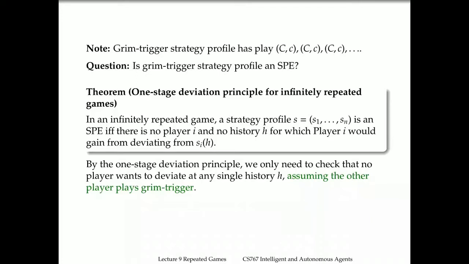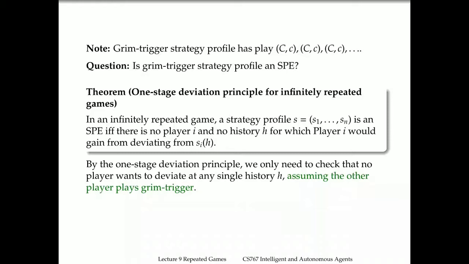To investigate this, we recall from last lecture this important one-stage deviation principle. Of course, in the last lecture, we've only shown this for finite multi-stage games, but now we can in fact very easily extend it to infinitely repeated games. So in an infinitely repeated game, a strategy profile S is an SPE if and only if there's no player I and no history H for which player I would gain from deviating from the current strategy.